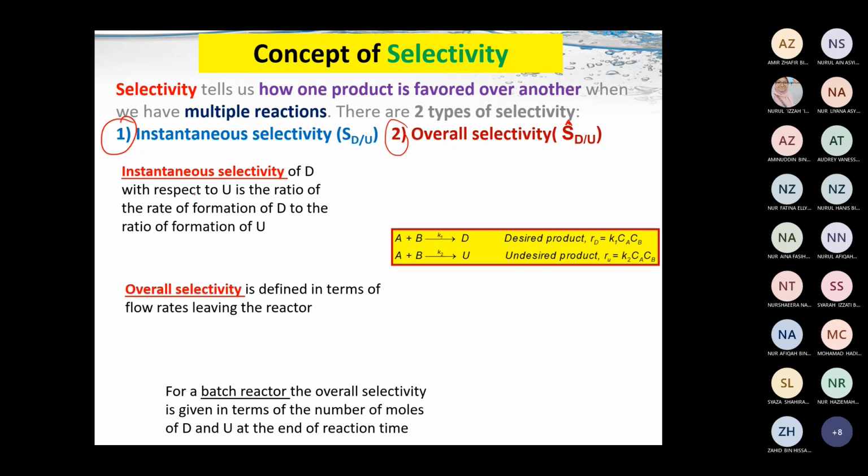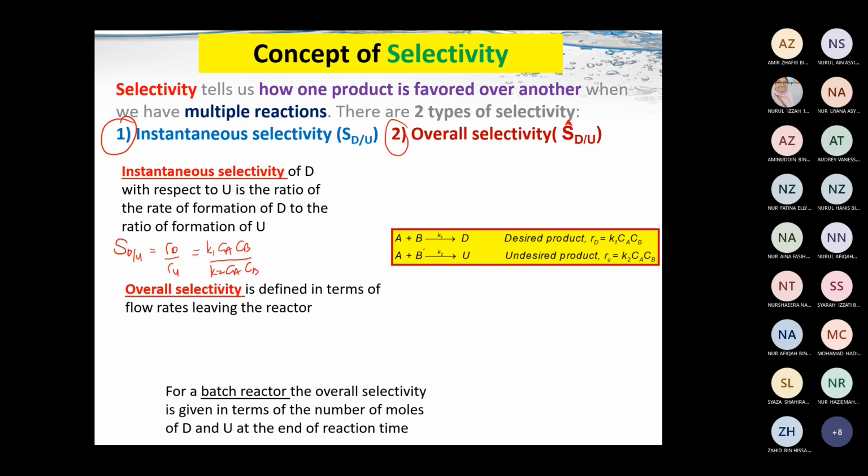The instantaneous selectivity of D with respect to U is the ratio of the rate of formation of D to the rate of formation of U. So selectivity of D over U is equal to the rate of formation, R_D, over the rate of formation of U, R_U. From here we can expand on how the rate law is defined. Say we have A and B, with rate k1 C_A C_B, refer to this one, over k2 C_A C_B.